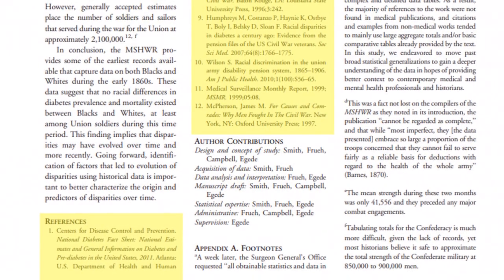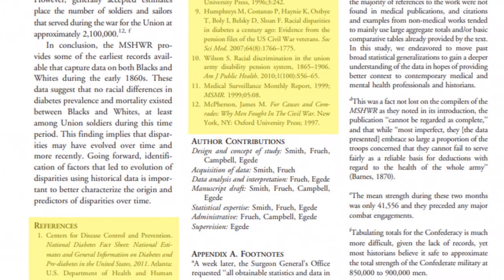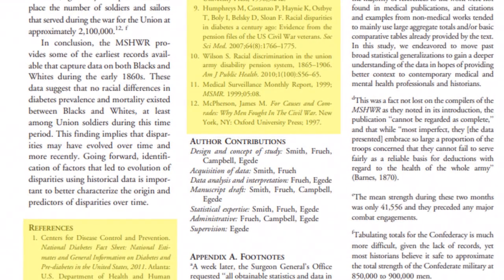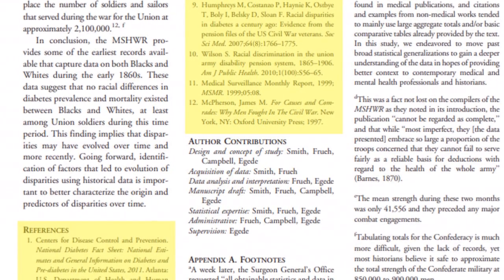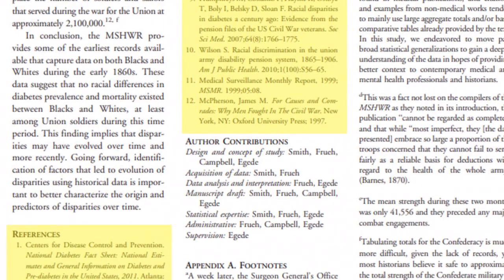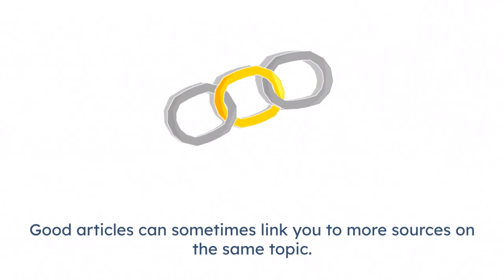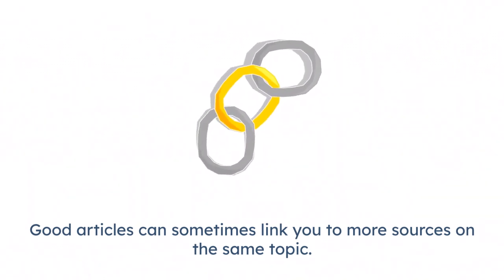At the end of the paper is a reference, bibliography, or works cited section, just like in a paper for class. These are all the sources that the authors cited in the article or consulted during their research. If you liked the article, you might want to see if any of the sources they cited would also be good for your project.